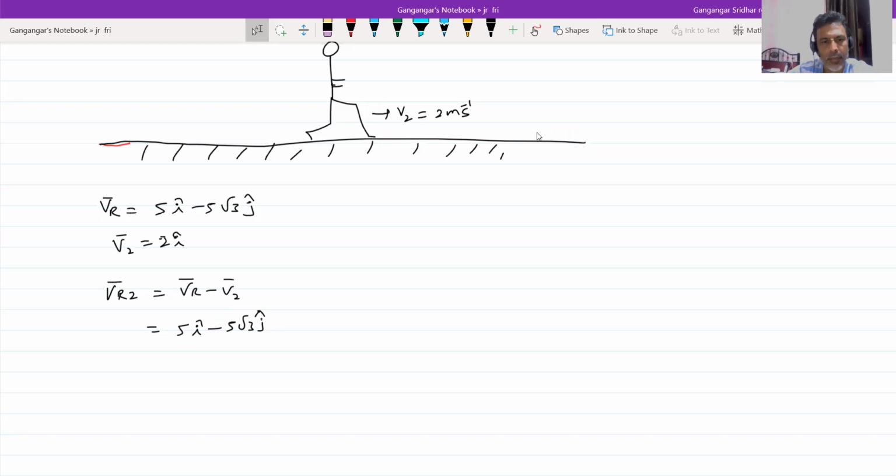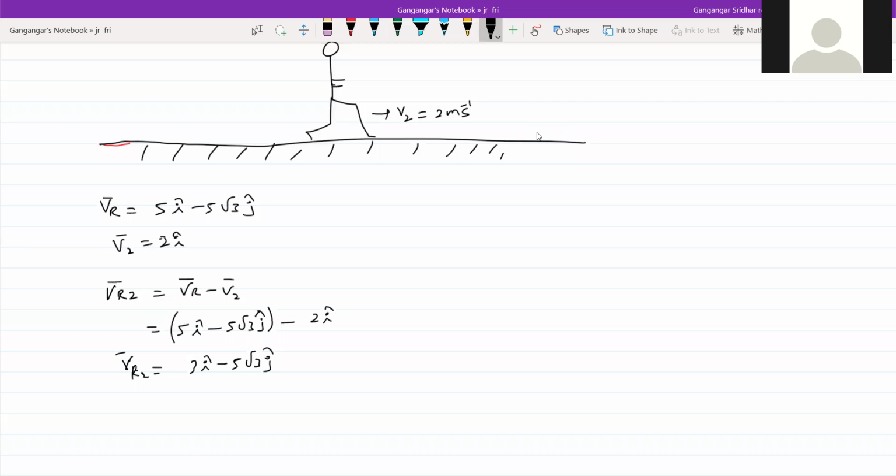So look at this, minus of this will be 2 i cap. Okay, again the same, so this will be 3 i cap minus 5 root 3 j cap. This is the velocity of rain with respect to the man. So 3 i cap minus 5 root 3 j cap. Whatever the direction, it will be in the fourth quadrant.